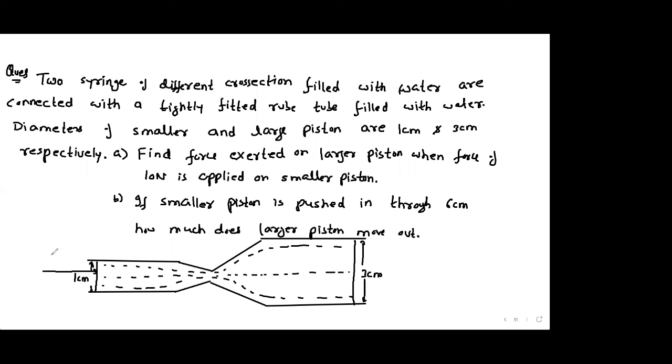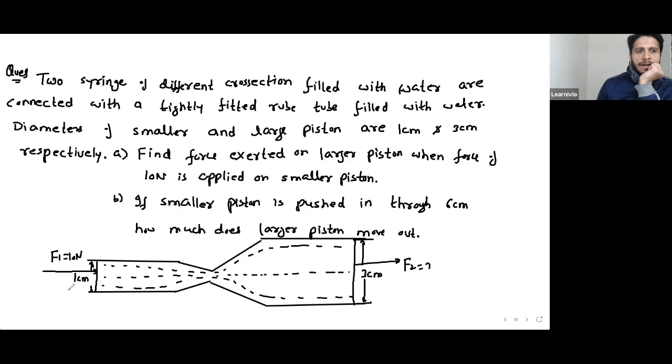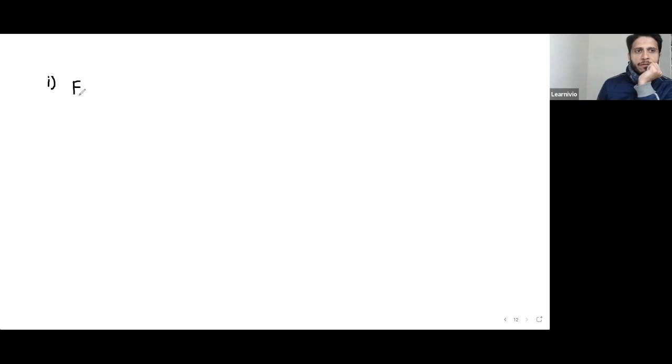So applying some force F1 here, this will go outside with a force F2. I'm solving part 1. So again, it's F1 by A1. This area is A1. This area is A2. So you will write F1 by A1 is F2 by A2.